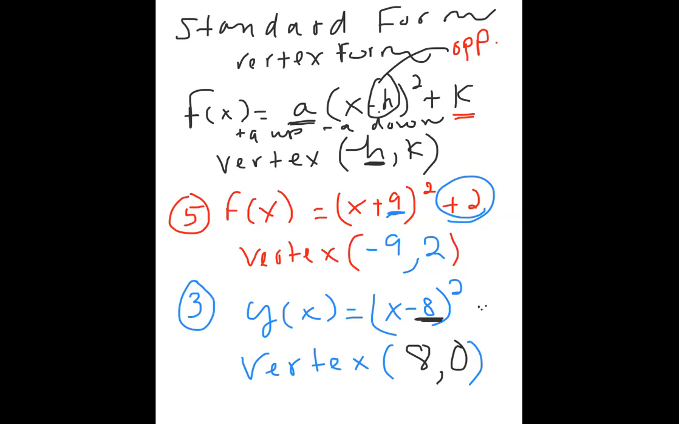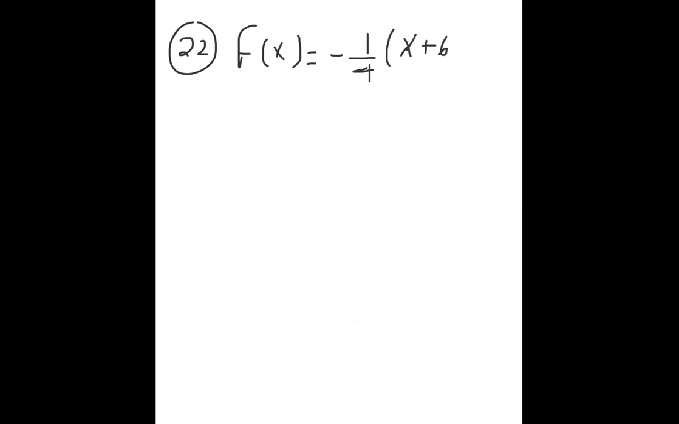Okay, here's another one. This one requires a graph. It's number 22. They give you this function right here: f of x equals negative 1/4 of (x plus 6) squared plus 2. Now, if they were to ask you to graph this one, I'm going to go ahead and go through the graph. First, we need the corner of the vertex. What's the vertex? The opposite of what's inside the parentheses, negative 6, comma, the value on the outside, positive 2.